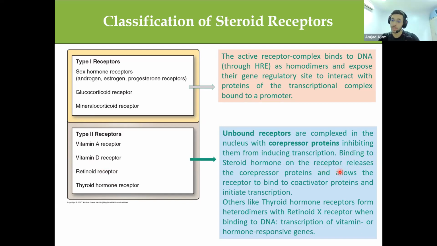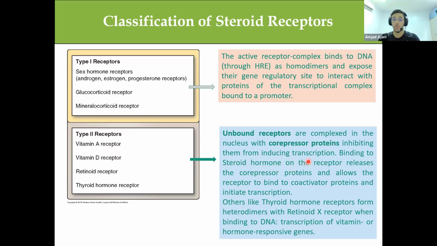And this receptor then will release the co-repressor protein. So no more co-repressor protein. And therefore, the co-activator proteins now will come into play. And then we will have an initiation of transcription. Again, examples are thyroid hormones and vitamin D. So this is the only difference: in type 2 receptors, which are in the nucleus, we have co-repressor proteins. These co-repressor proteins are present when there is an absence of a steroid hormone, like vitamin A or vitamin D, in order to inhibit transcription.